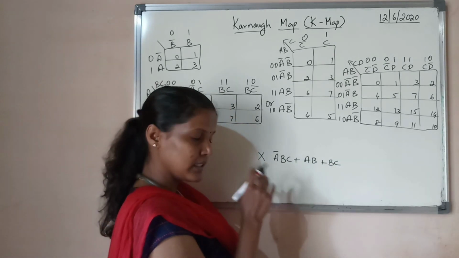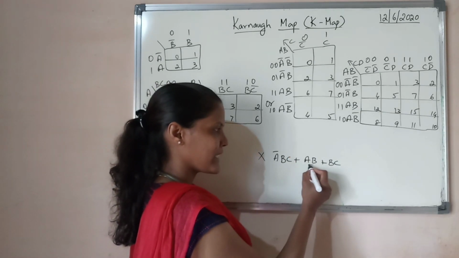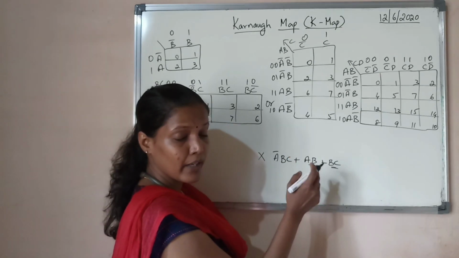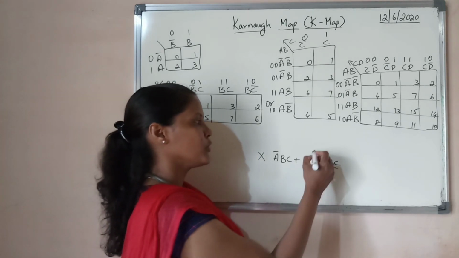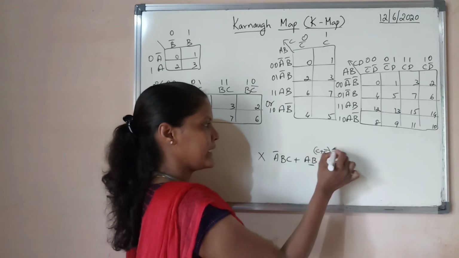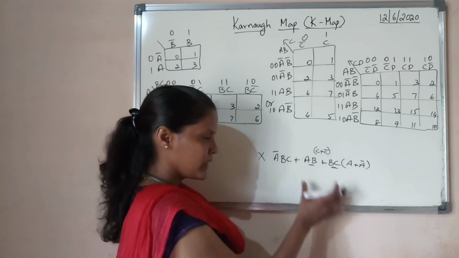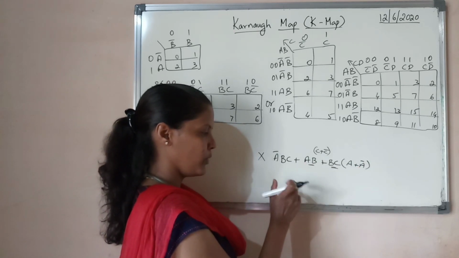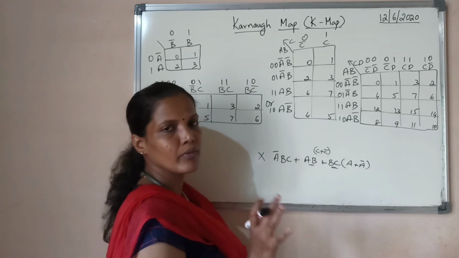If I want this expression to be converted into canonical SOP, I have to first identify the variables which are missing in each of the terms. Then I have to multiply the term with the missing variable and its complement, here A plus A bar. After simplifying, I have to make sure that each of the terms contains every variable.